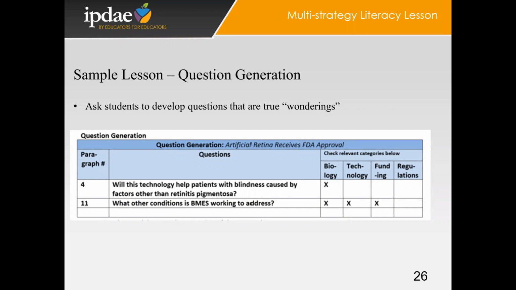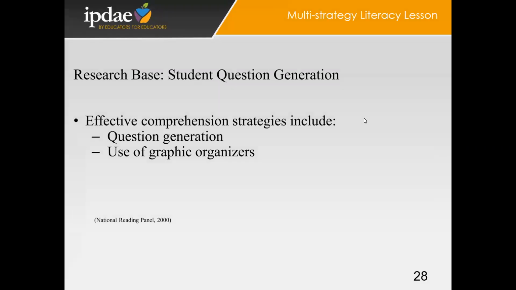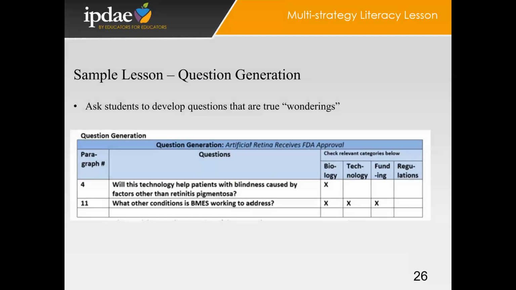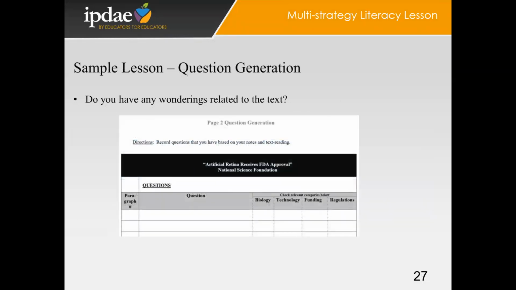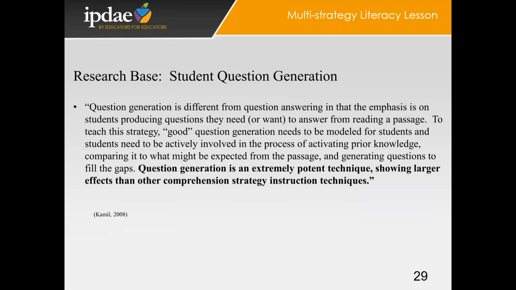So we know that, again, question generation can be very powerful. It's on the back of that same handout that you had to take your notes. You don't have to use that particularly, but you can if you'd like to. And then there is a strong research base related to question generation. And so we see that, and I always highlight that last sentence in bold. Question generation is an extremely potent technique showing larger effects than other comprehension strategy instruction techniques. And we don't often let our students have that opportunity to engage in writing or voicing questions of their own.